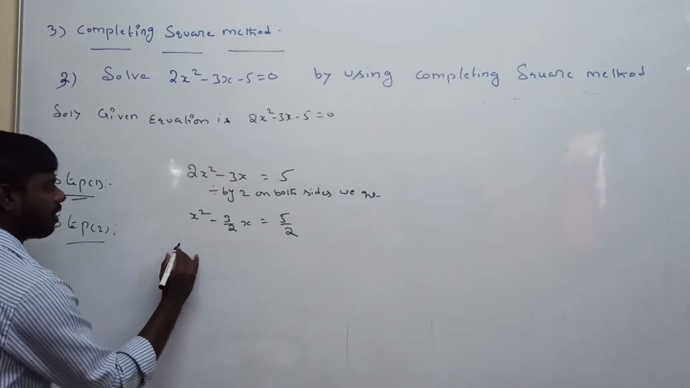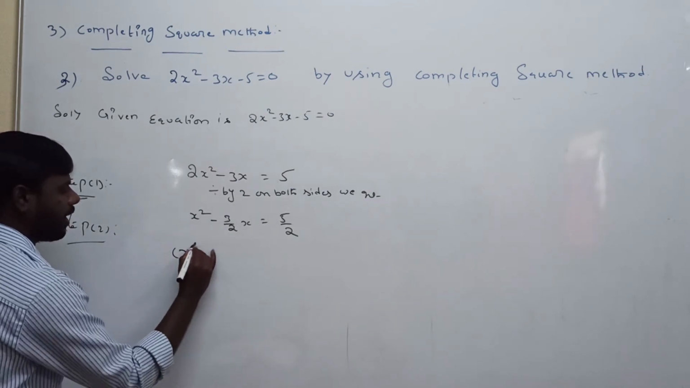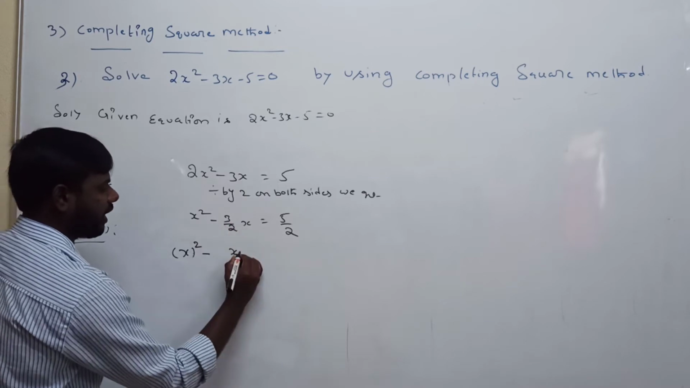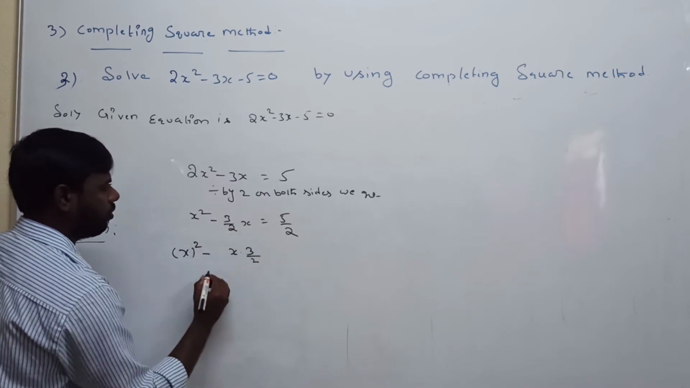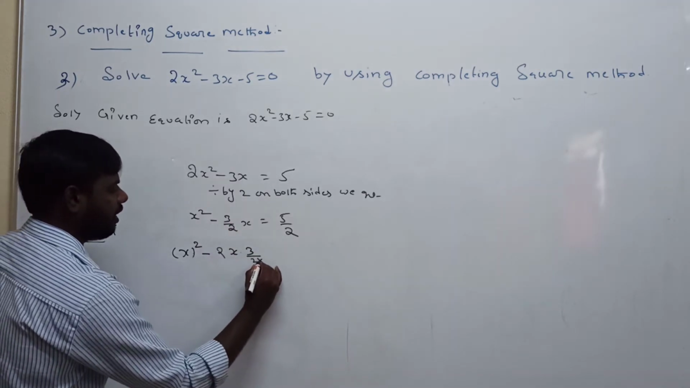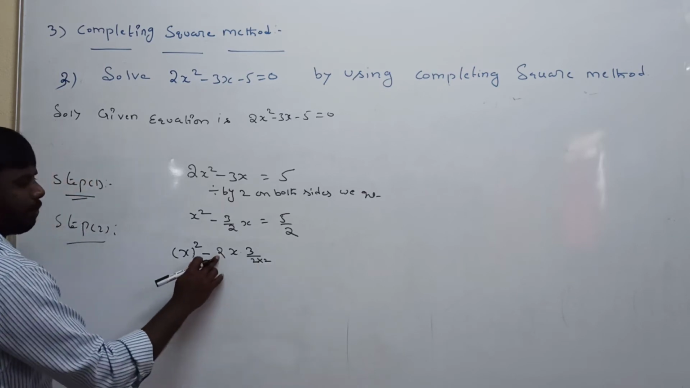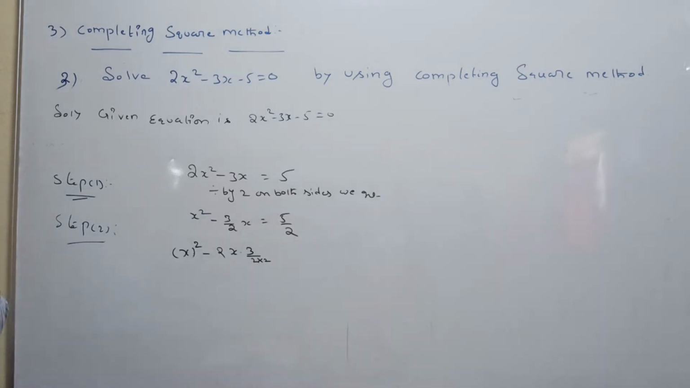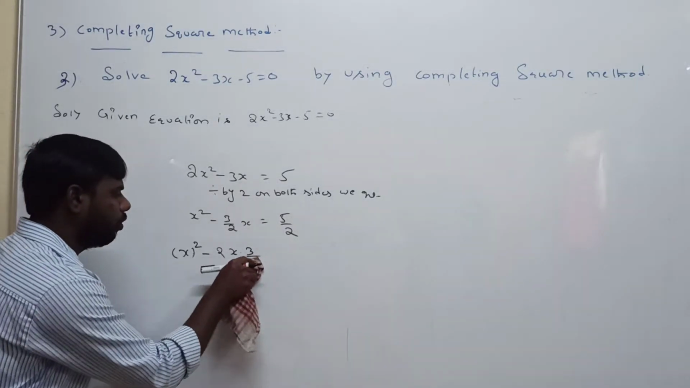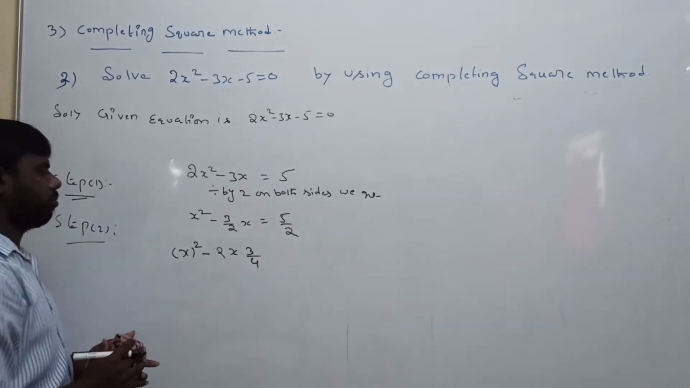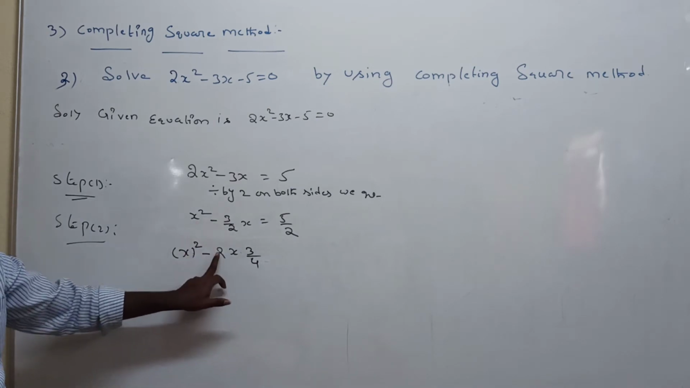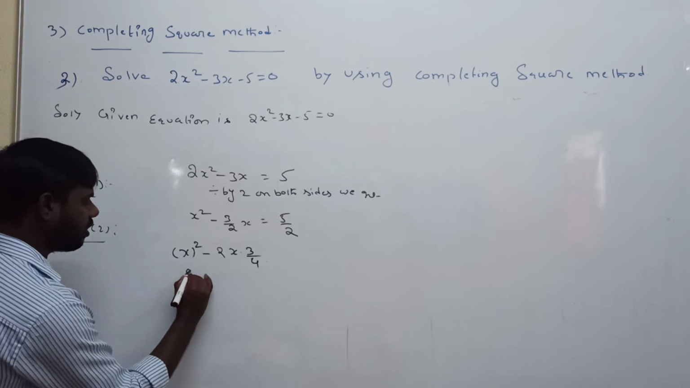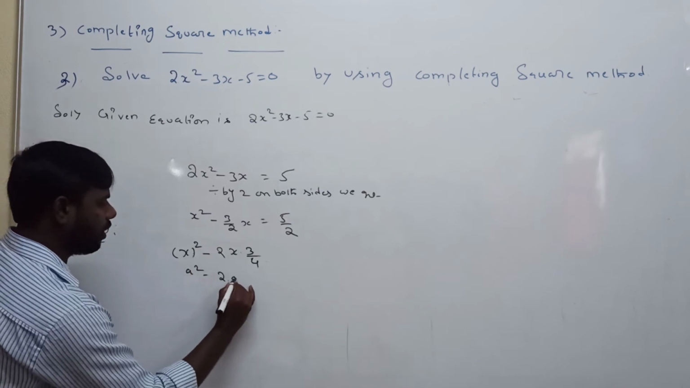That's step 2. You have to convert a square minus 2ab. A square, 3 by 2 x, as interchange x into 3 by 2. Now multiply with 2 divided by 2. Already denominator 2 is there, 2 into 2, 4. So now 3 by 2 writing as this. Multiply with 3 divided by 3. Already denominator 2 is there, 2 into 2, 4. Now this form is a square minus 2ab.